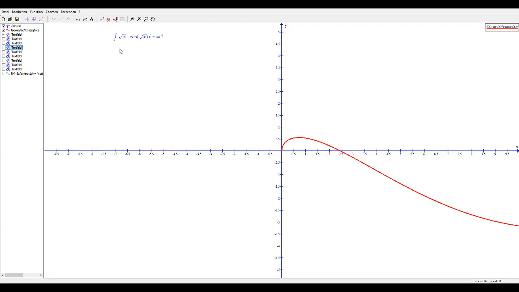Hello, let us integrate the square root of x times the cosine of square root of x. The graph for this function is here, but we will discuss that later. Let us try to figure out how to integrate this function now.